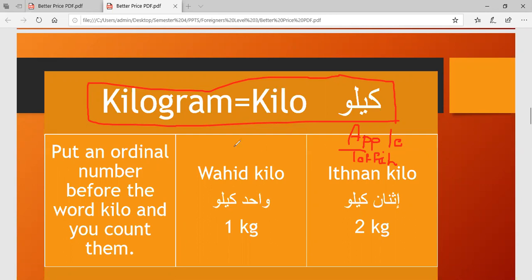You answered correctly. You put the ordinal number first, okay, that you want. We know the numbers from 1 to 10. Any number, 1, 2, 3, 4. How many kilos do you want? So 2, which means what? اثنان. And then you put اثنان, kilo, and the thing that you're going to shop, anything, if it's tufah, if it's banana, whatever, okay? Clear? Yeah.